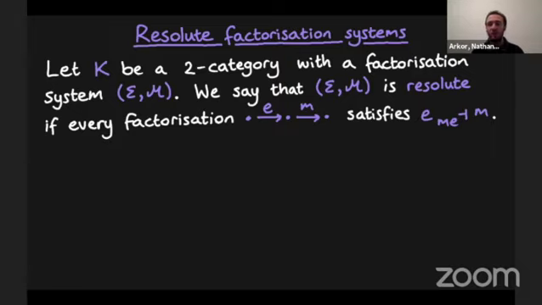And by factorization system, I mean essentially an orthogonal factorization system, but where the factorization is just unique up to isomorphism. I'm going to say that the factorization system is resolute if every factorization of a one cell into E followed by M satisfies the property that E is left adjoint to M relative to the composite EM.